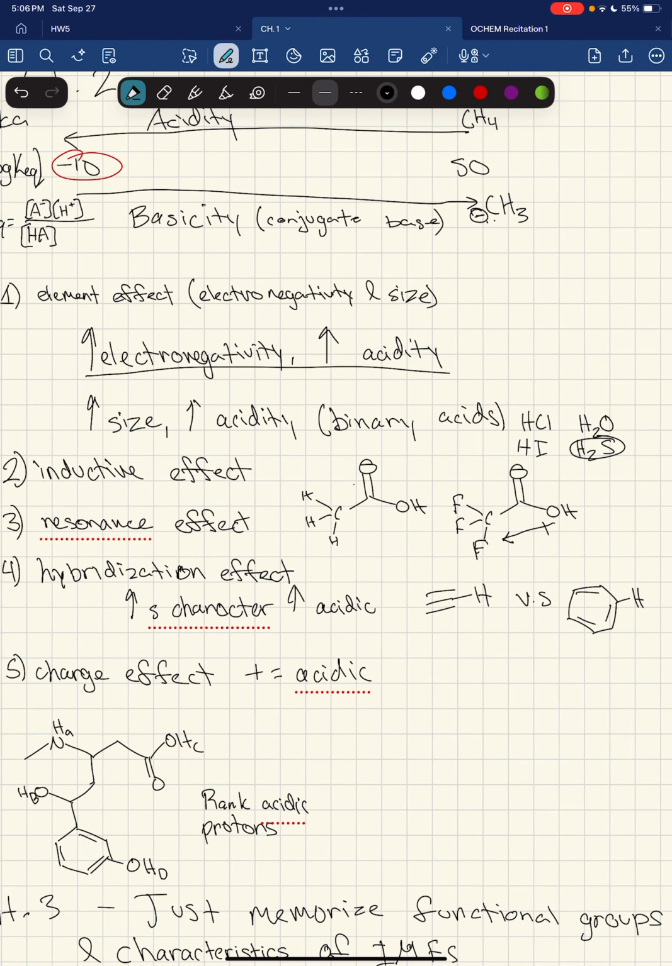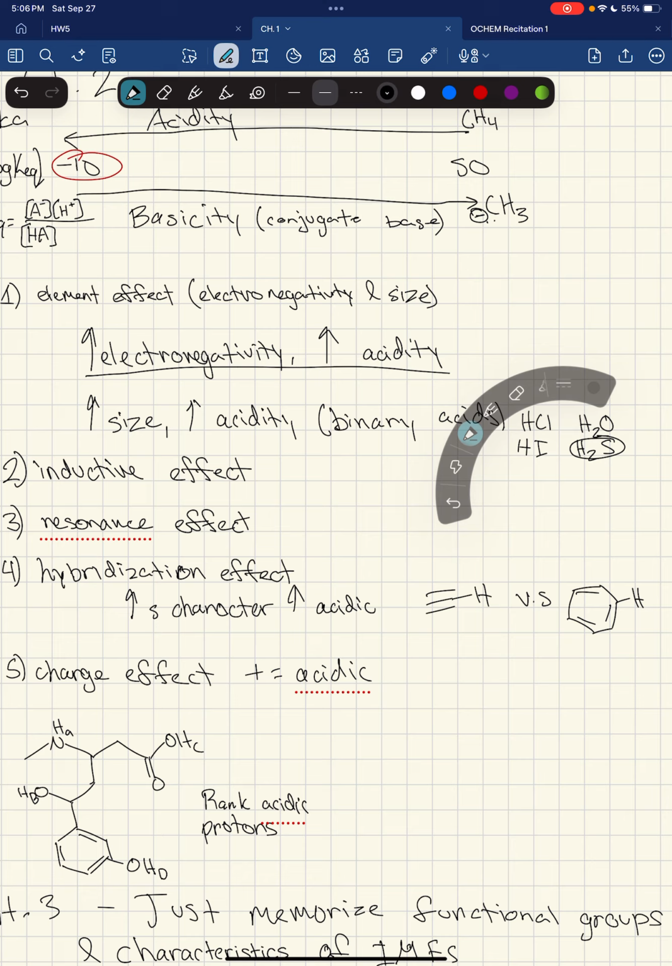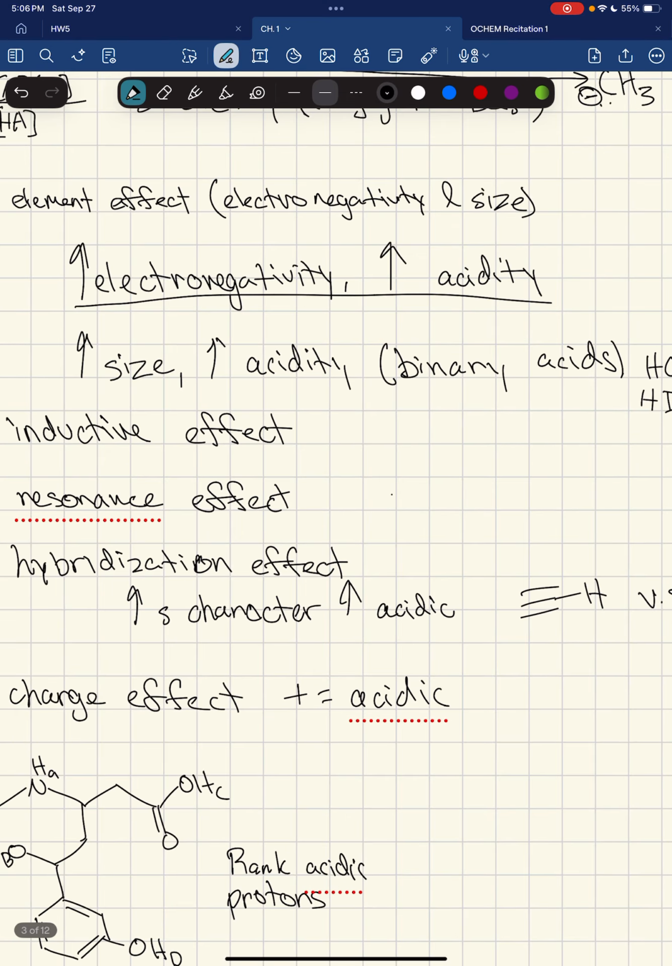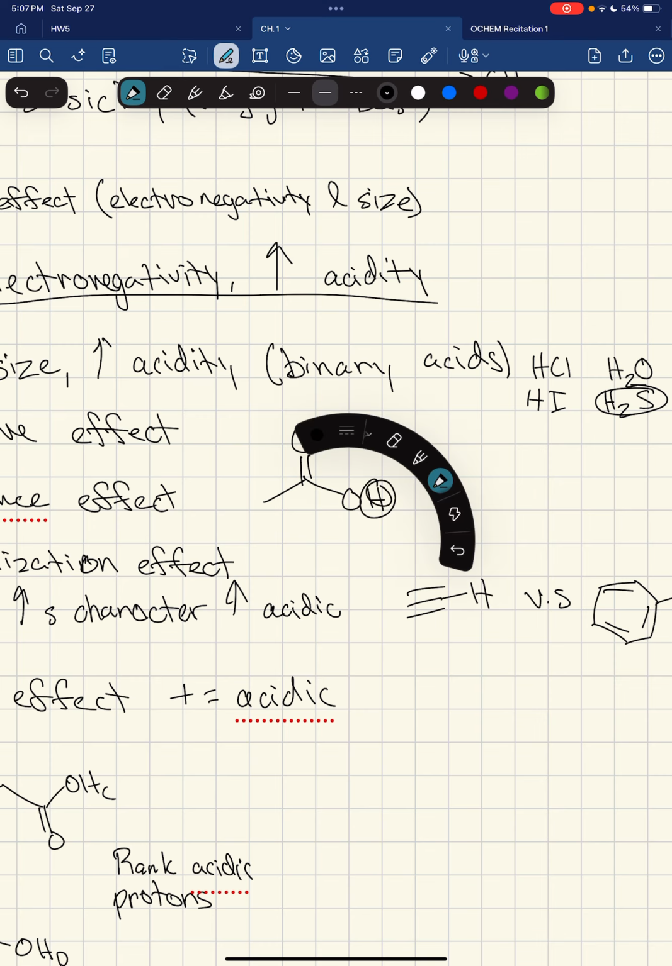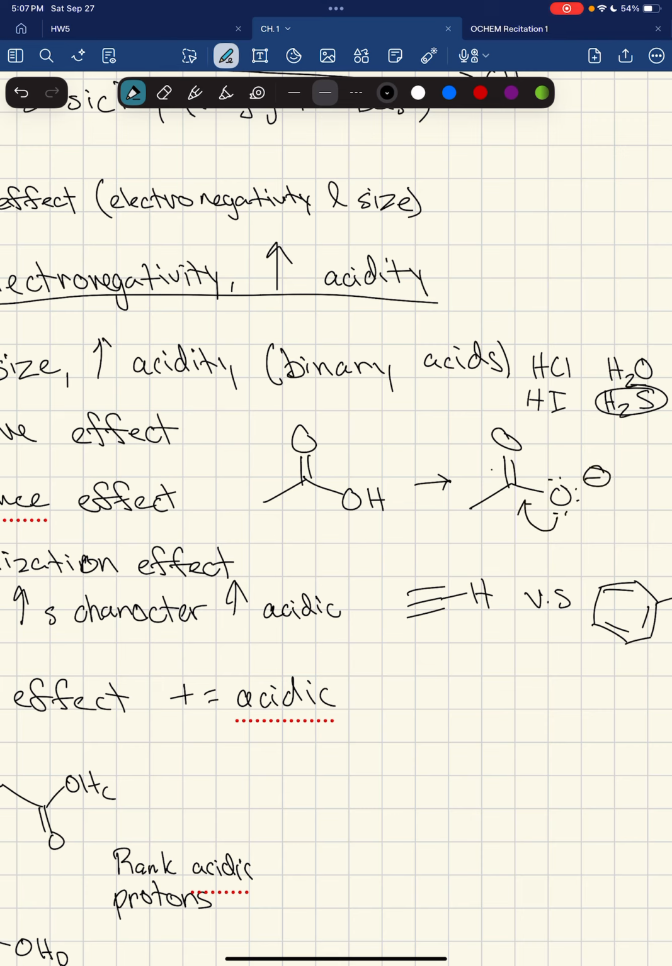Resonance effect. I didn't leave a lot of space right here, but I knew if I didn't write it out, I would forget a lot of stuff. So resonance effect, that proton right here is going to have a lower pKa and be more acidic because the conjugate base, that extra pair of electrons will be able to resonate and it will be more stabilized. So the conjugate base will be more stable, which means the acid is more acidic.